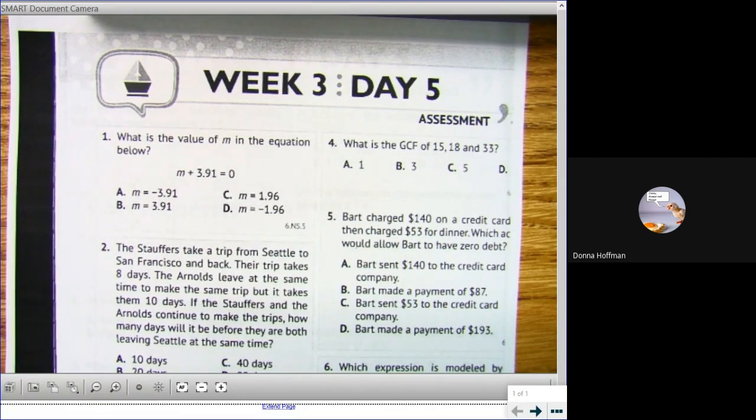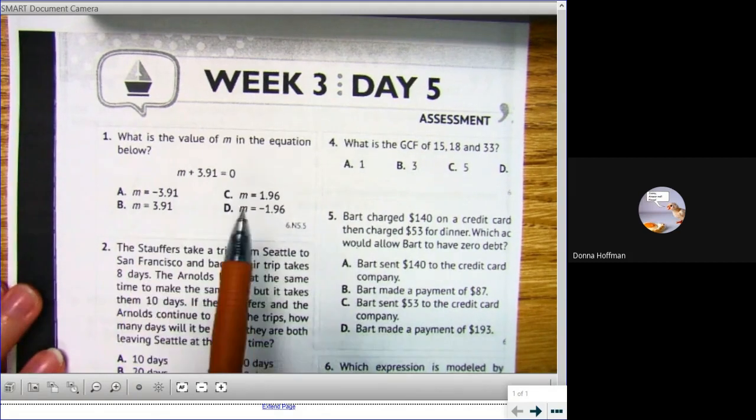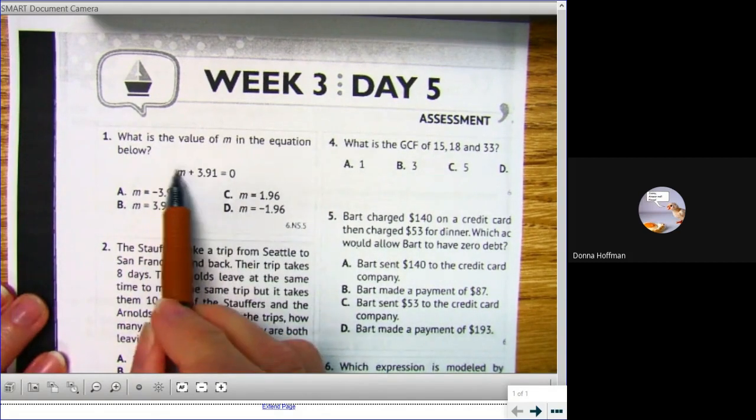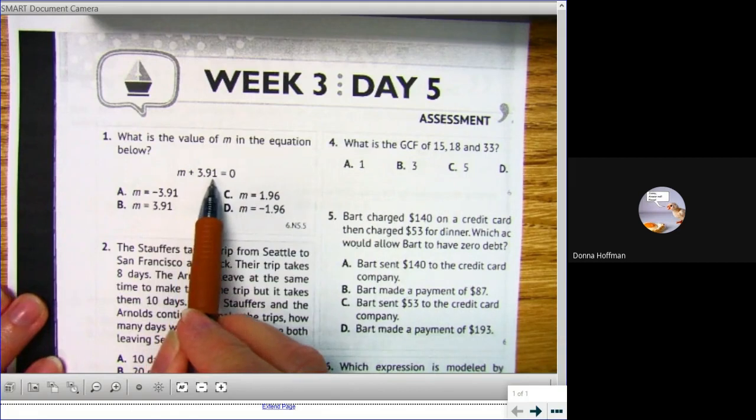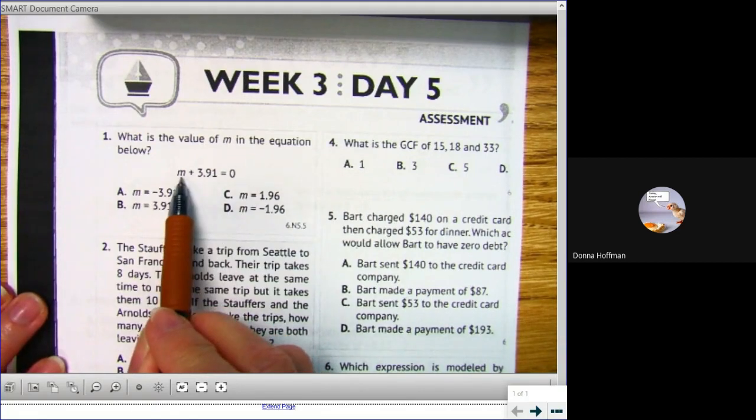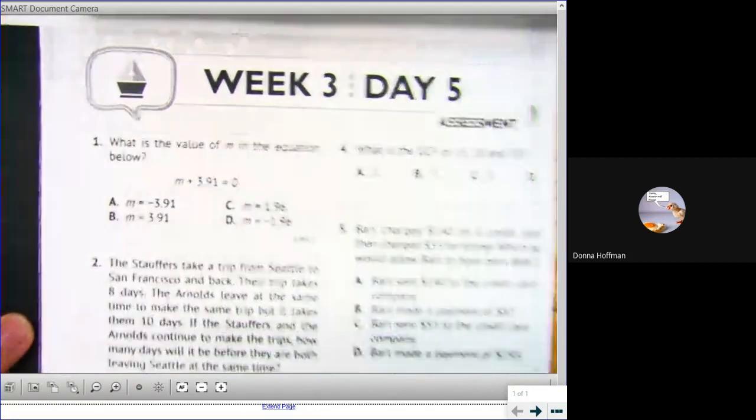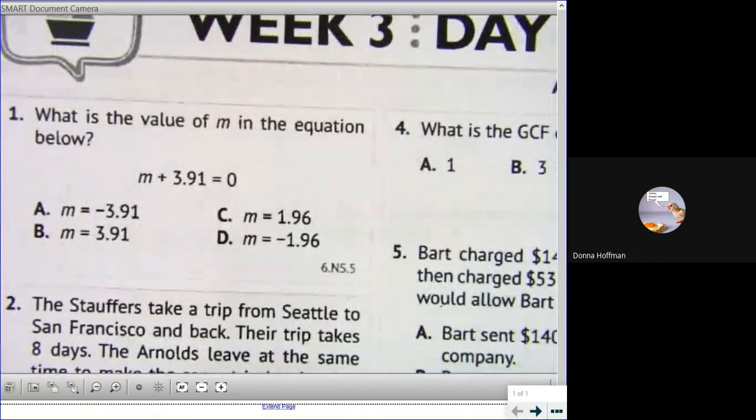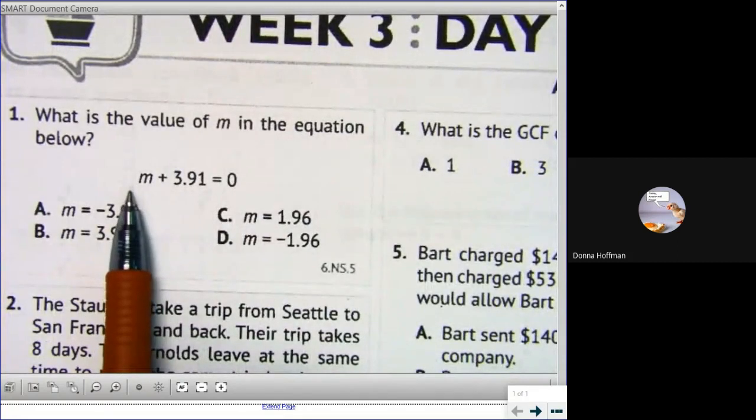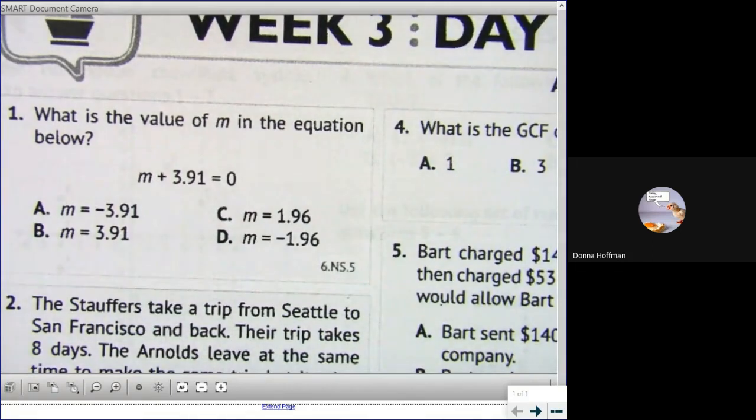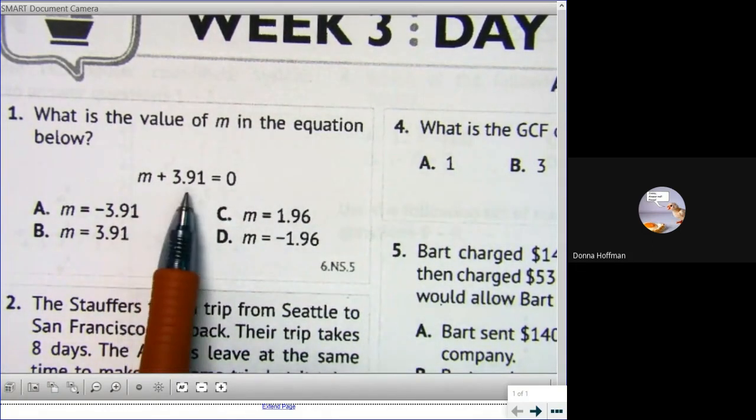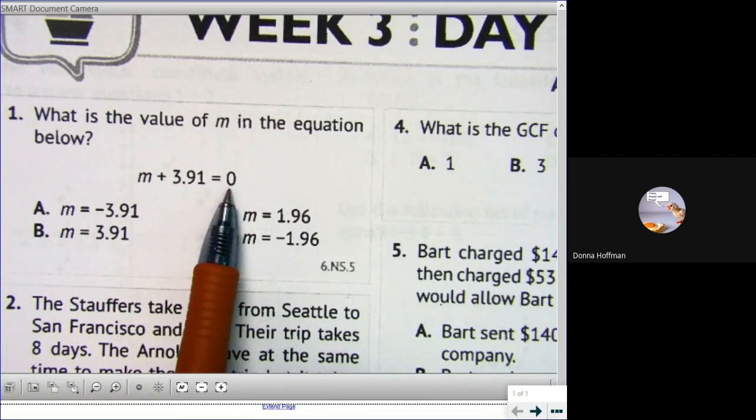Helpful hints. Number 1 says, what is the value of m in the equation below? So I have to have some number, and then whenever I add 3.91 to that particular number, it equals 0. So you have to think, okay, what kind of a number has to be there? It can't be anything positive, because if I add another positive number to it, it's going to be greater than 0. So I'm going to leave it at that and let you choose.